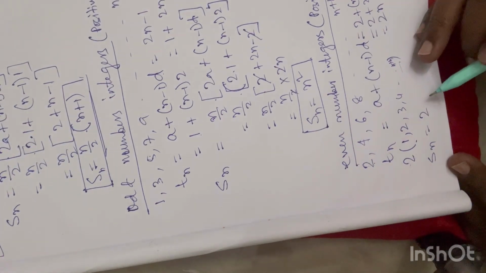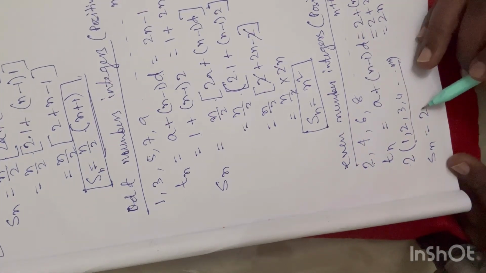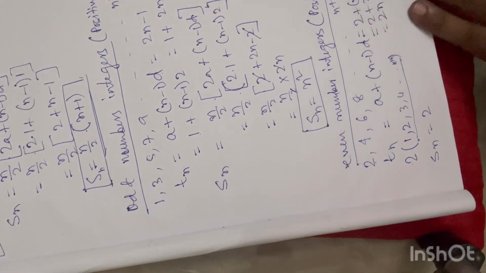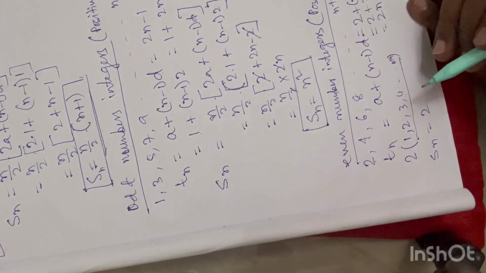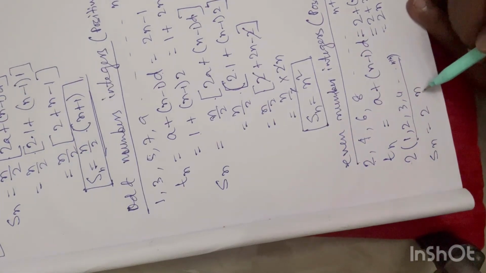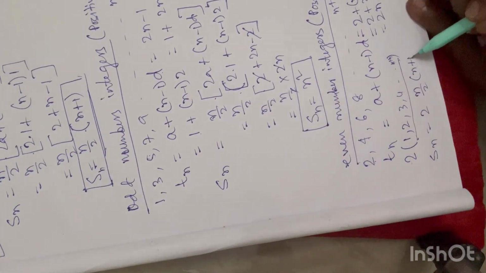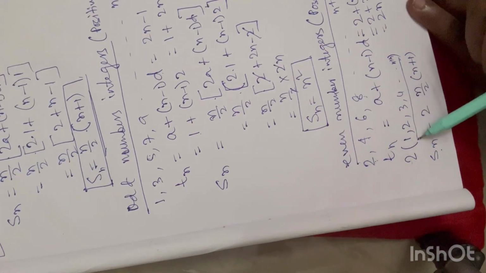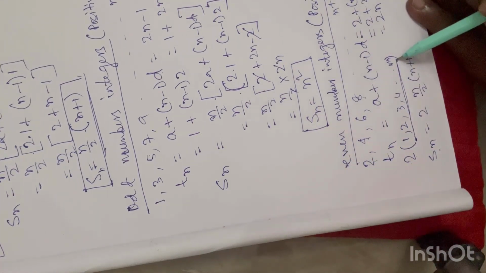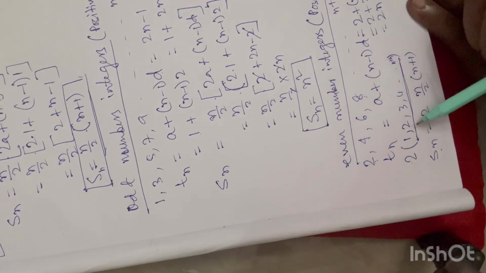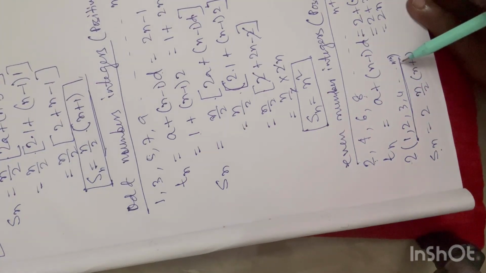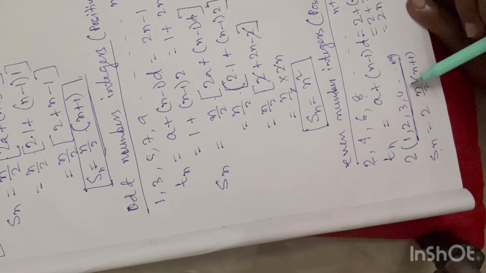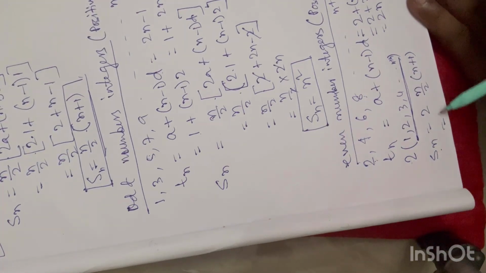So what would be my answer? This is 2 into the sum of the natural series. Now we know the sum of the natural series is n by 2 into (n plus 1). Now see, in this case, while I am doing the sum, we are using the sum of the natural series directly. We are not going to prove it or calculate it further, because this is standard and there is no harm in using this standard formula.